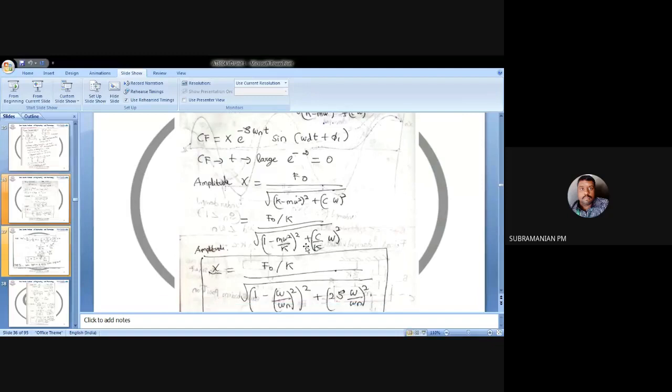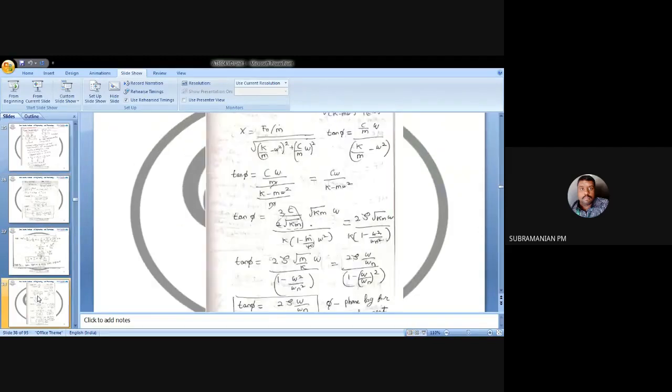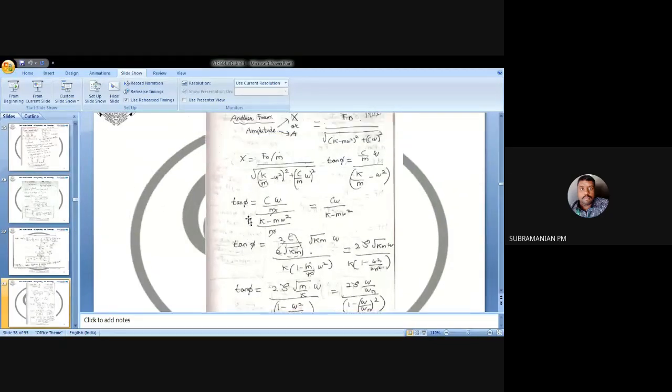And this one, amplitude. What I have done in the previous one, I have divided by K. You have to remember both the forms, this form and the first form. So this one is the first form for forced vibration, and here you can see I am dividing by M. No need to look at this and all, just go through the result.